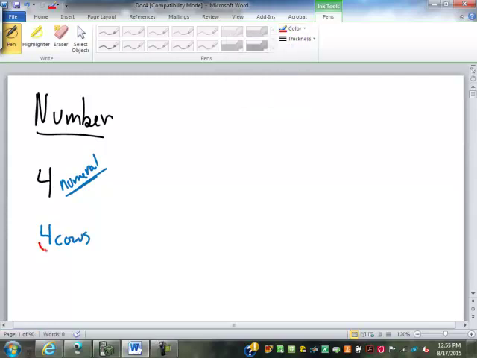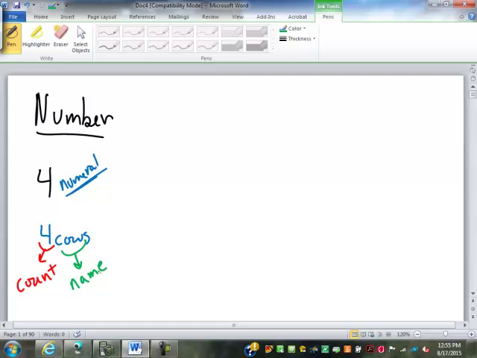It tells us an amount. It tells us how many, which I'm going to call the count. We have 4 of something. And then it also has what it is that we're counting, which I'm going to refer to as the name. We have 4 cows.